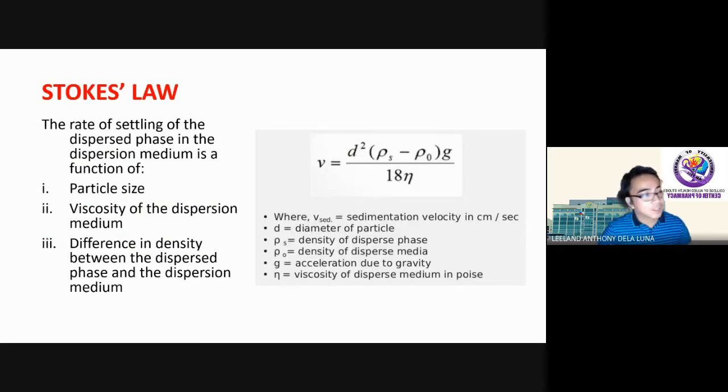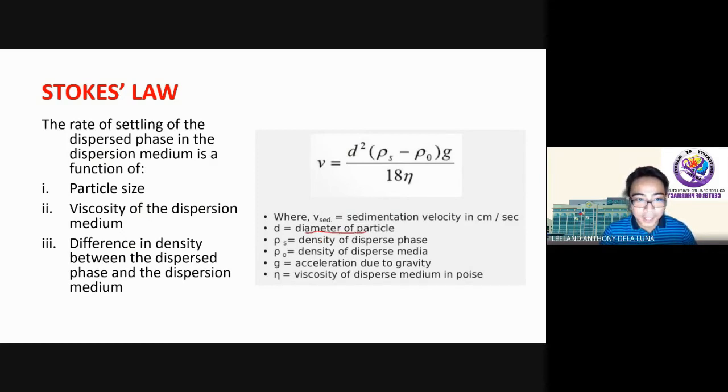Now, let's talk about Stokes' law. Ano yung mga parameters na kailangan natin i-consider for Stokes' law? Obviously, number 1 would be the particle size. Remember, I mentioned yesterday, colloids are of smaller particles. Kaya nga tendency is lumulutang sila. So, coarse dispersion is of a much larger size, though hindi siya uniform. Pero generally, the larger the size, mas mabilis mag-settle. So, definitely, particle size plays a vital role here.